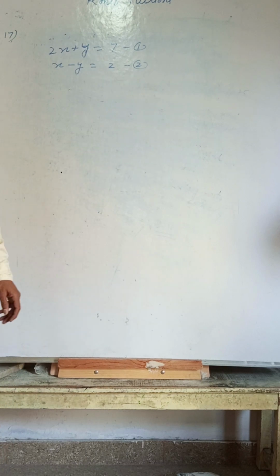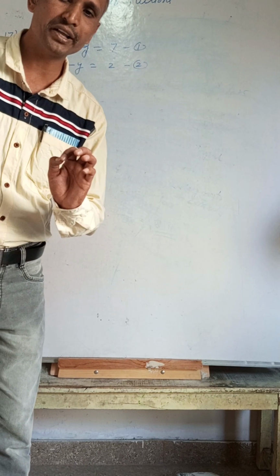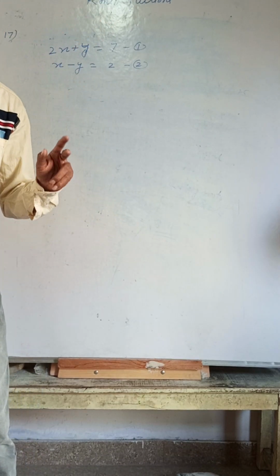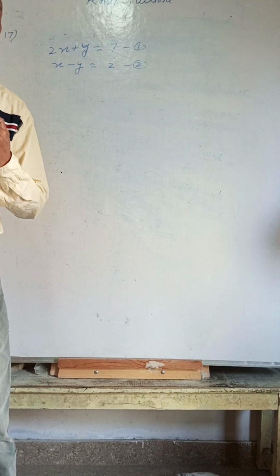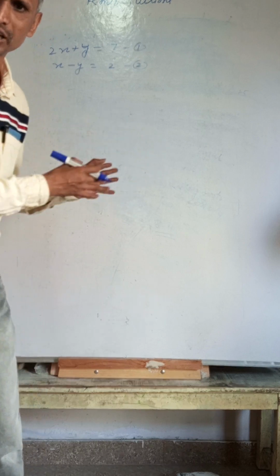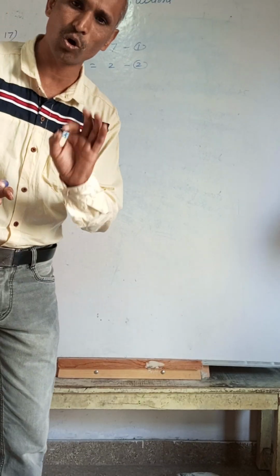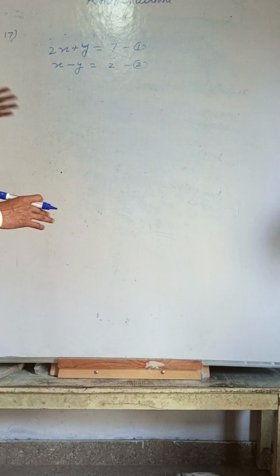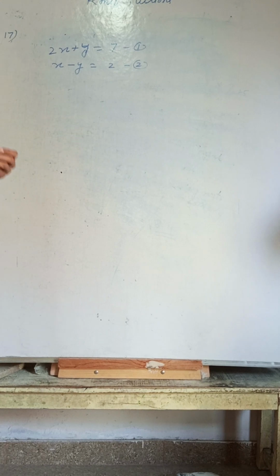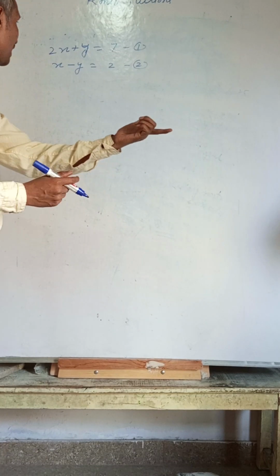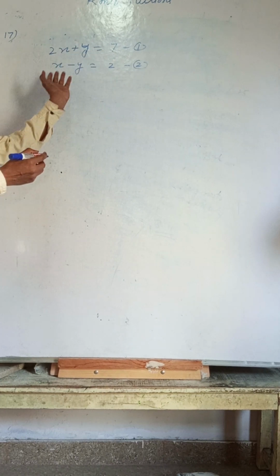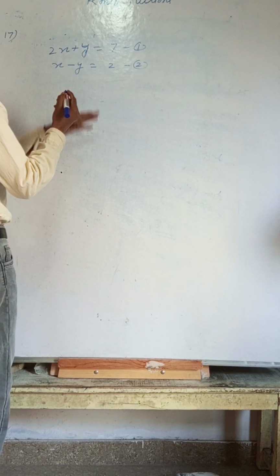In your book there are three methods given: the substitution method, the elimination method, and the cross multiplication method. Let me solve it here by all three methods, but in the exam you solve by only one method, whichever you like. First I am going to solve it by the substitution method. Substitution means substituting one value into another one. Let's choose equation number 1.